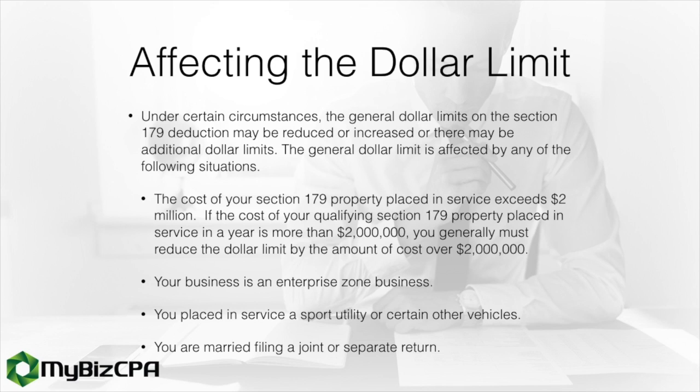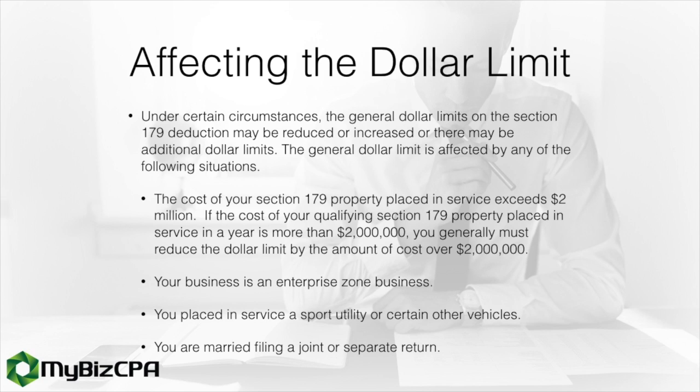The $500,000 limit can be affected by a few factors. First, if you placed in service more than $2 million of qualifying property within the year, the Section 179 deduction dollar limit is reduced by the dollar amount over the $2 million threshold. For example, if you purchased and placed in service $2.2 million of qualifying property this year, the dollar limit for the Section 179 deduction would be $300,000. This is based on the original $500,000 limit being reduced by the $200,000 of acquisitions over the $2 million threshold.